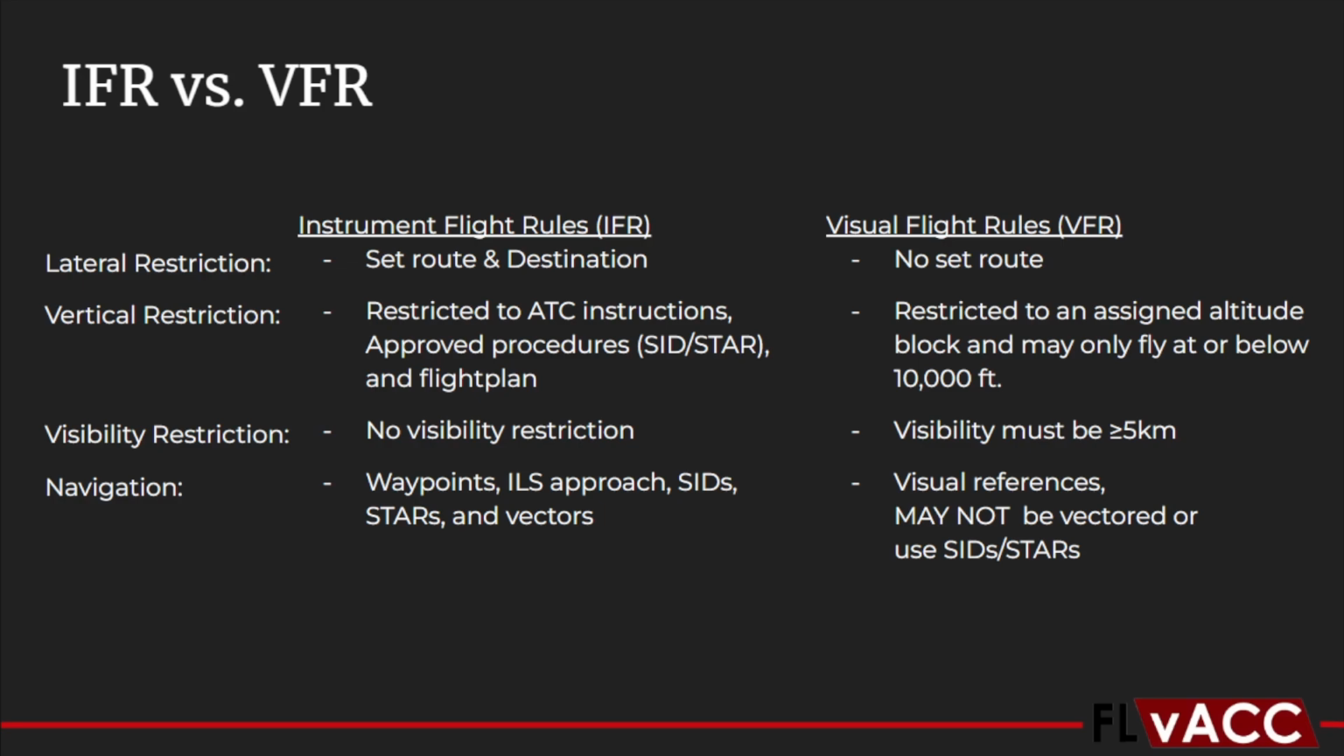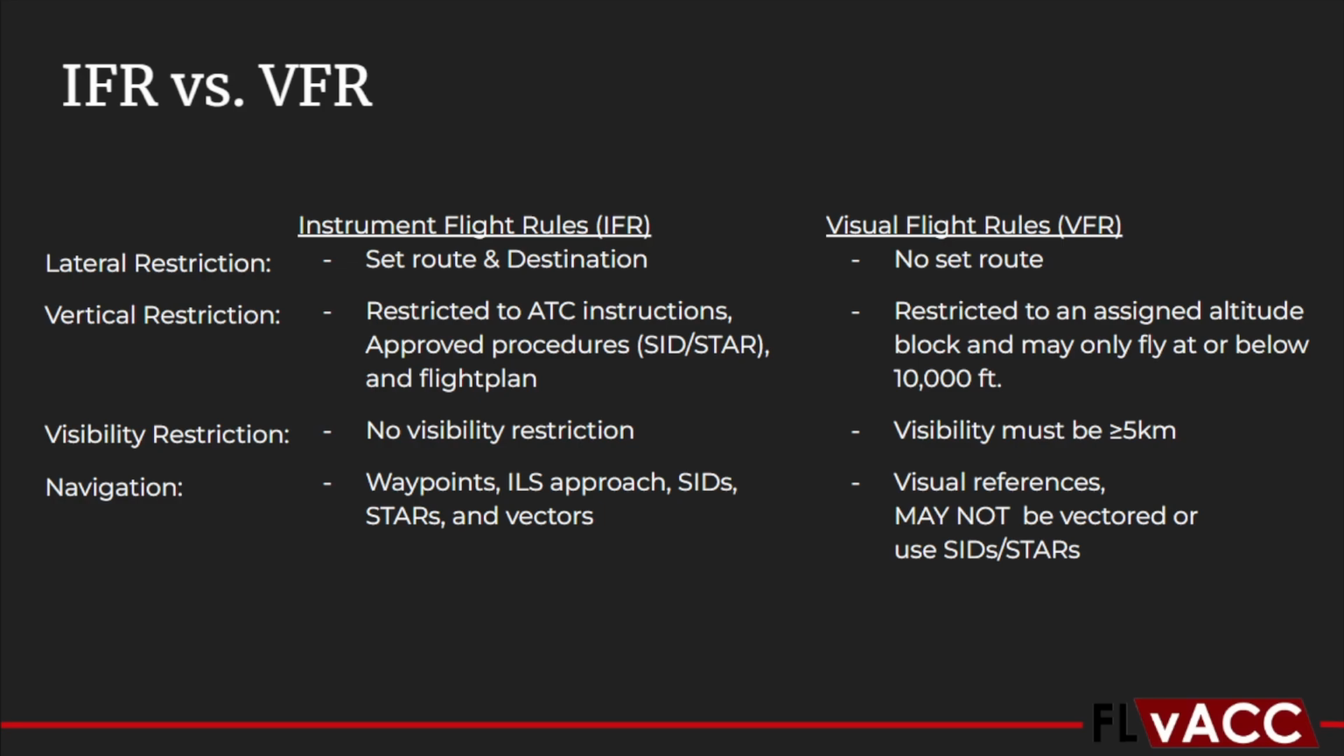Next, vertically, IFR aircraft are again restricted by what ATC tells them to do, or otherwise what they filed in their flight plan. VFR are also restricted vertically, as they are only allowed to operate below 10,000 feet. However, instead of being restricted to a specific altitude ATC assigns, they are generally assigned a limit to how high they can fly and are free to climb or descend within that restriction.